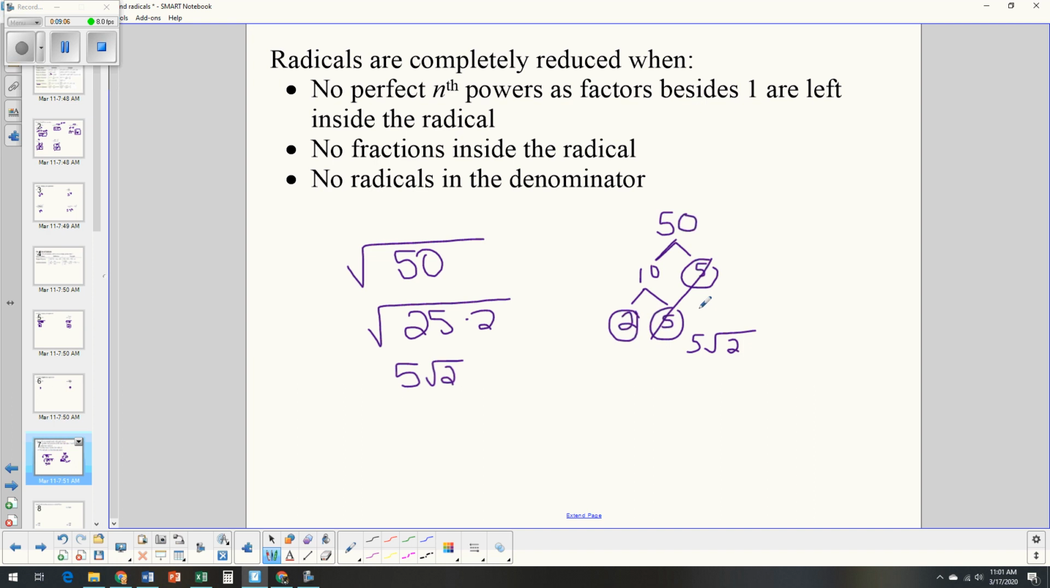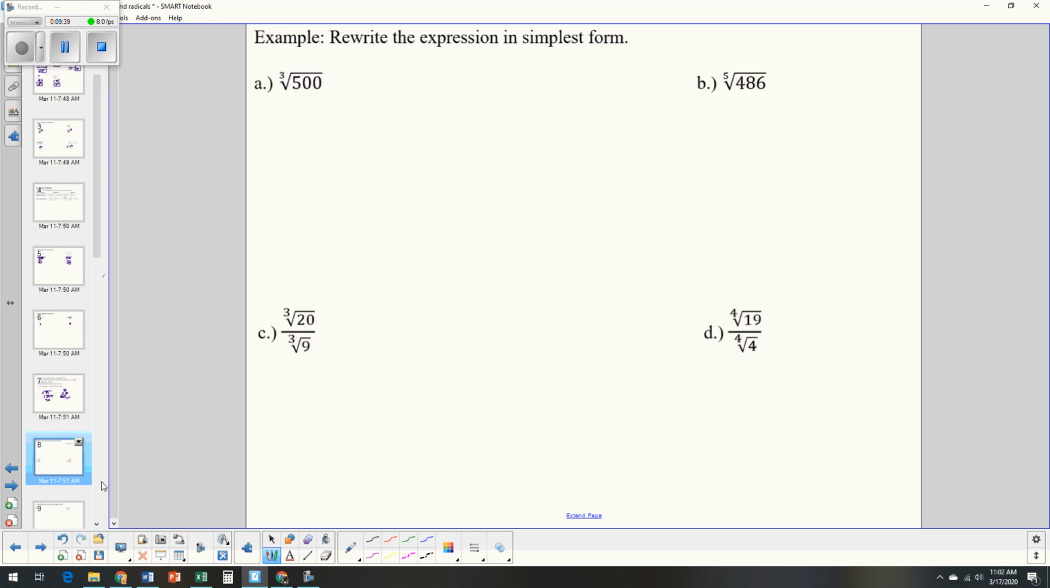We can do this with any kind of radical, and it's considered completely reduced when there are no perfect nth power factors left, there are no fractions inside the radical, and there are no radicals in the denominator. So we're also going to have to rationalize our denominators. If you have a hard time coming up with the perfect nth power number inside, you could always do the tree, and whatever root it is is the number of matches you have to have before they come out. I'm going to do it as finding the perfect power.